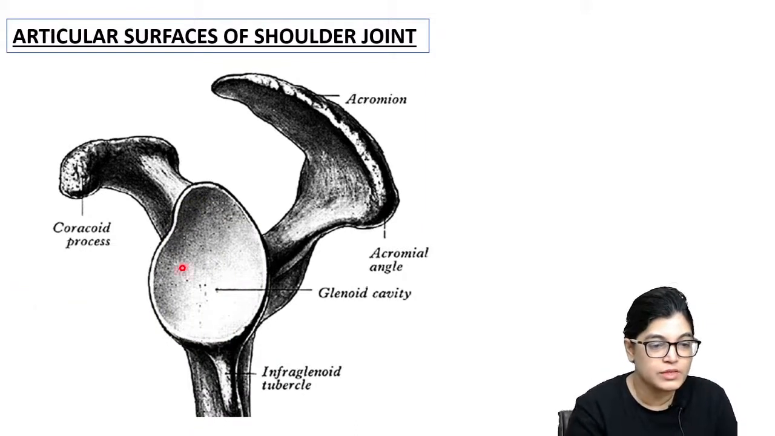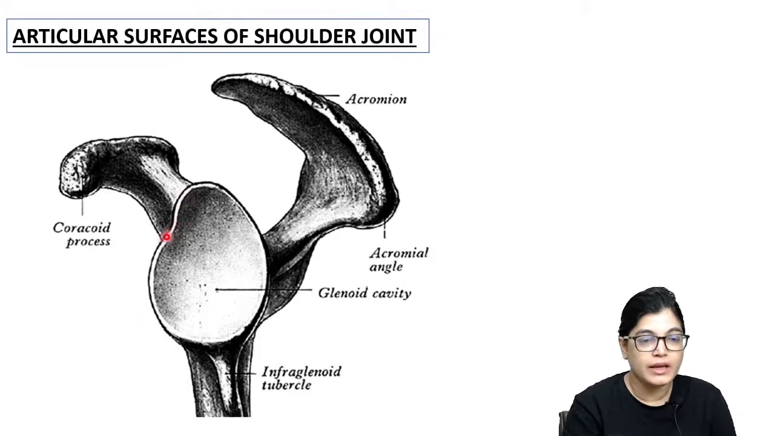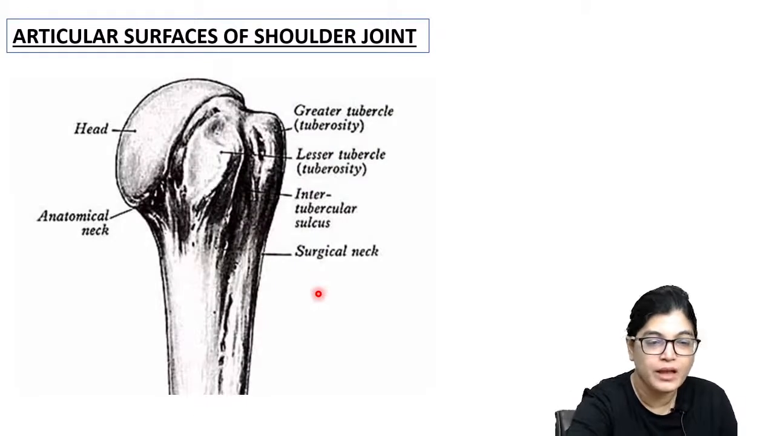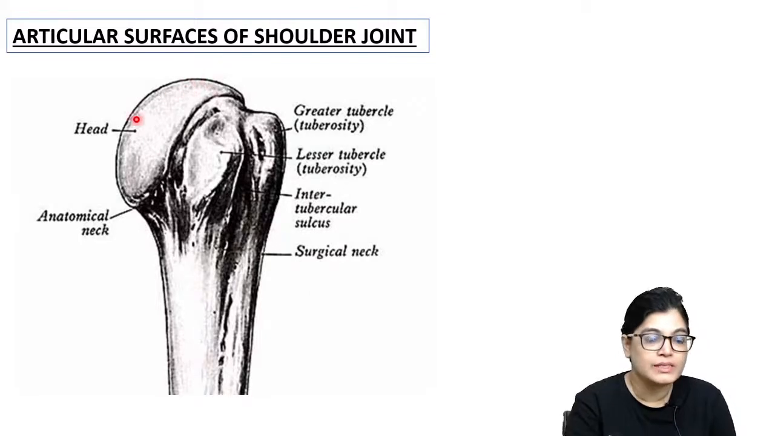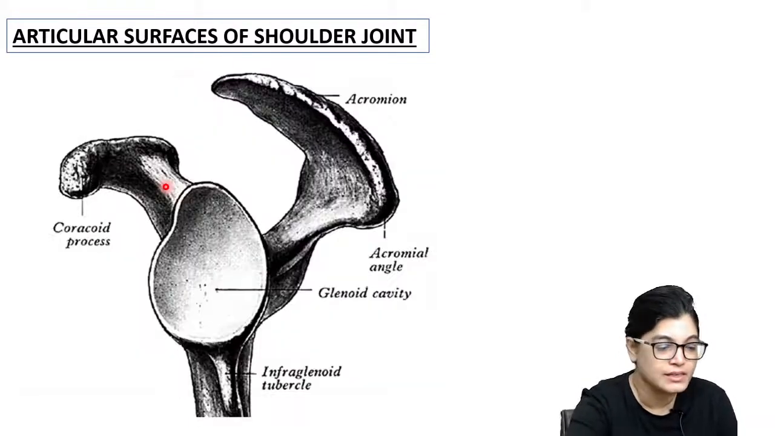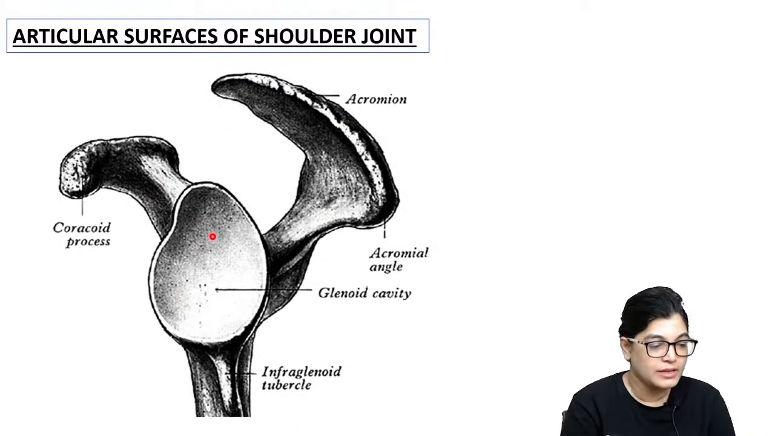Let me use a laser pointer. Now this is the glenoid cavity, which is pear shaped, and it is quite shallow if you compare it with the head of the humerus. Here the head of the humerus is rounded, and this rounded structure has to be accommodated in this shallow glenoid cavity. So this is done.